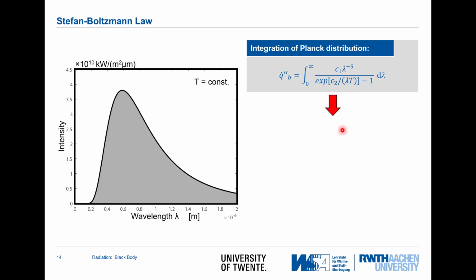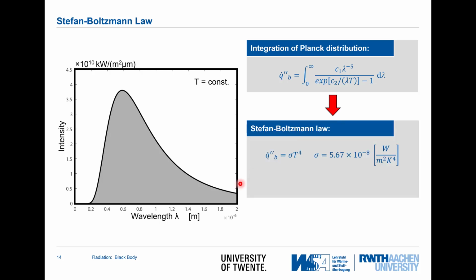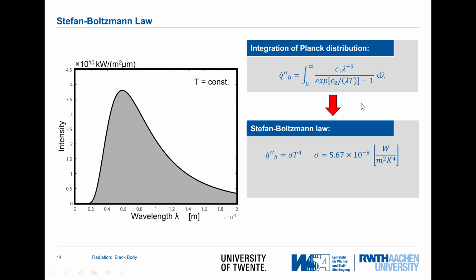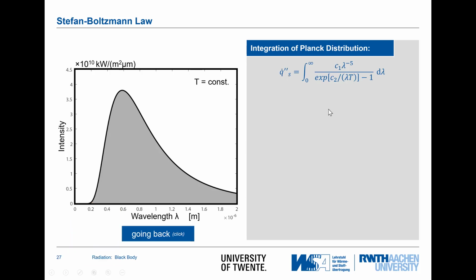Now, what is the result of that? Well, the result leads to the Stefan-Boltzmann law. That's the total power emitted by such a black body, and it's sigma times T to the power of 4. How do I get there? For this, I need to go back to the mouse pointer.